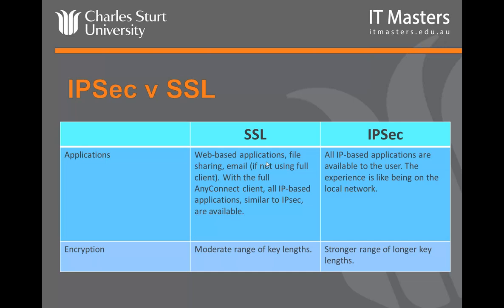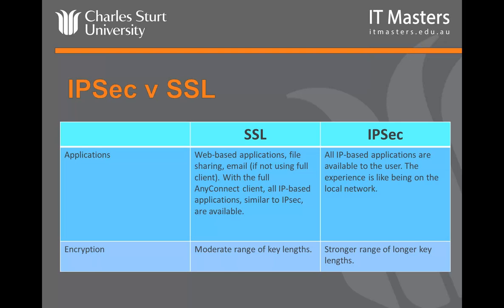So IPSec versus SSL. What are the differences? What are the strengths? What are the weaknesses? Okay, so from an SSL perspective, if we look at applications as our metric, SSL offers web-based applications, file sharing, and email. If not using a full client like Outlook, with the full AnyConnect client, which we'll talk about later on, all IP-based applications similar to IPSec are available. Okay, so if you're using SSL-based VPN, then it's mainly web-based applications and file sharing. With the AnyConnect client, which is part of the CCNA security curriculum, you can use pretty much anything.